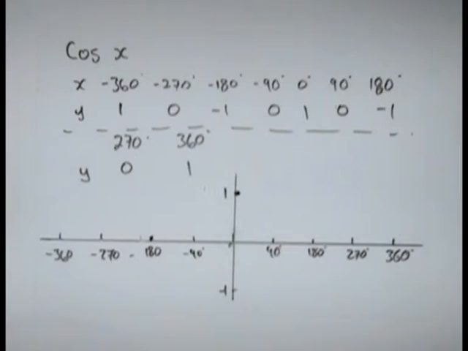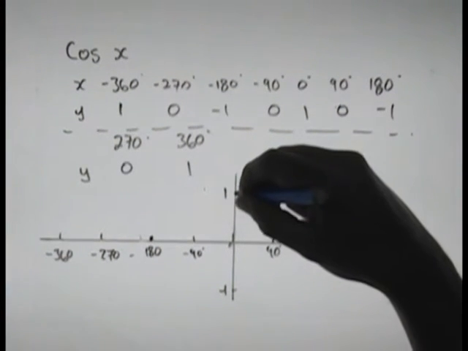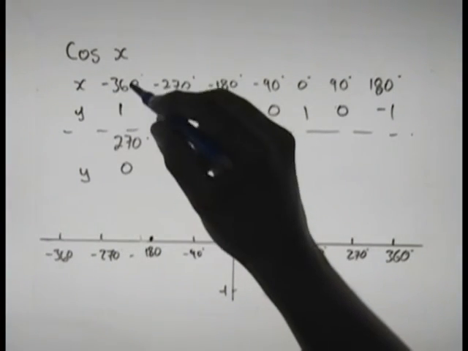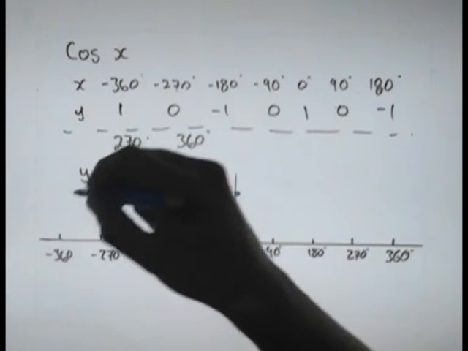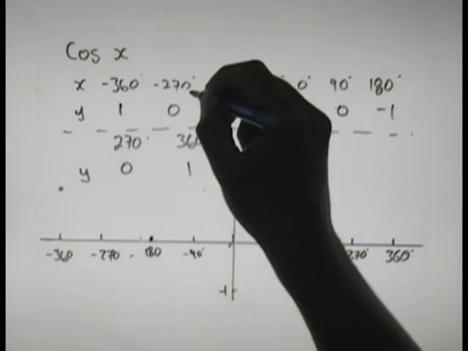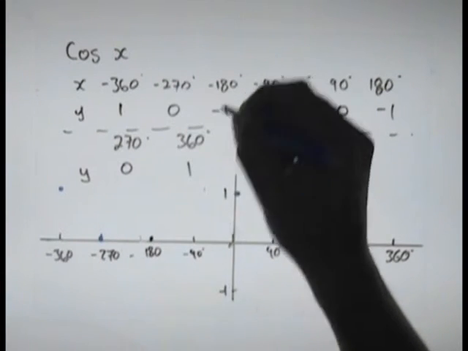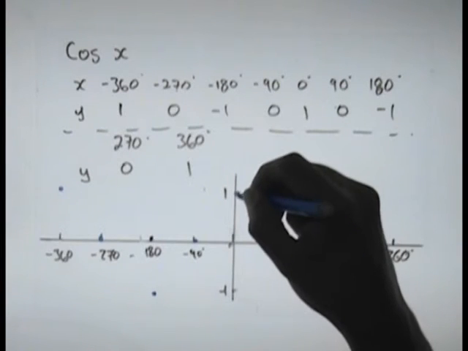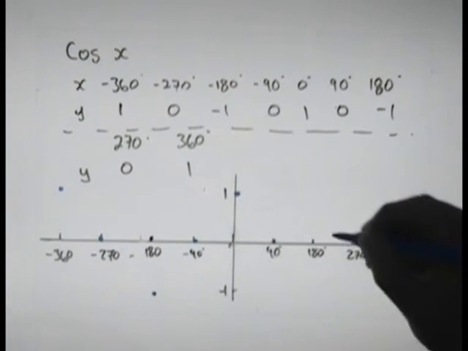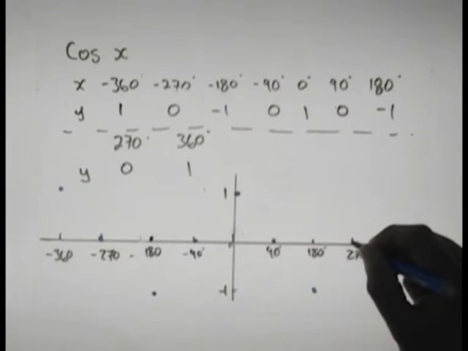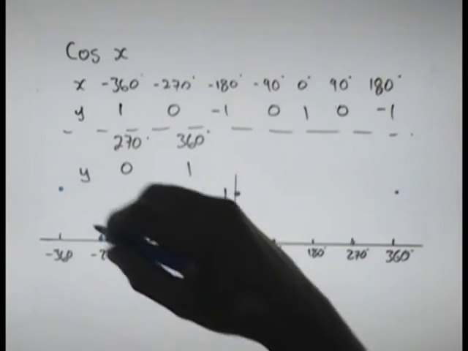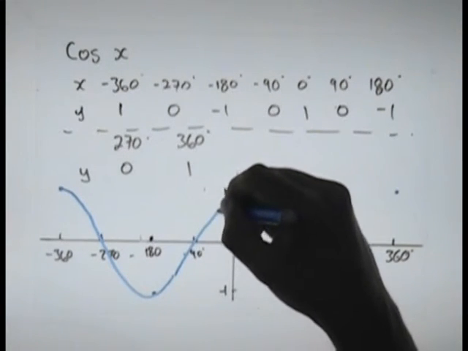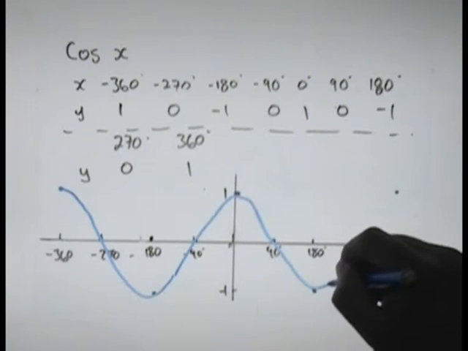Let's draw that in a different color. Let's start from negative 360. Cos of negative 360 is positive 1. Then it goes down to 0 at negative 270, then negative 1 at negative 180, at negative 90 it's 0, at 0 it's 1, at 90 it's 0, at 180 it's negative 1, at 270 it's 0, and at 360 it's positive 1. That means that my graph looks a bit like this.